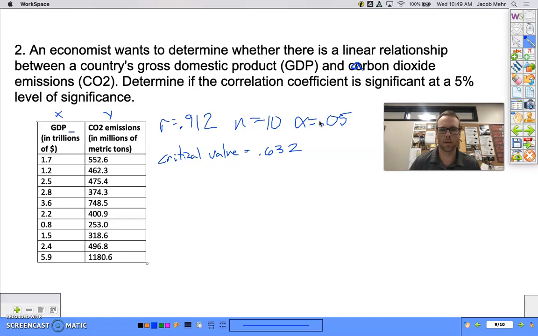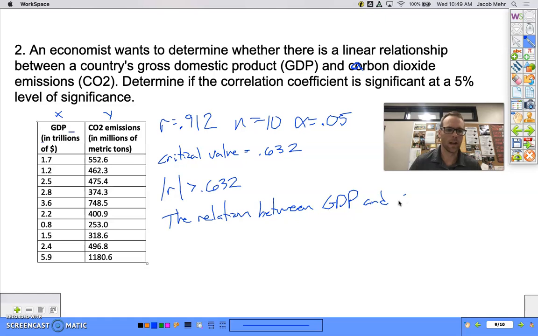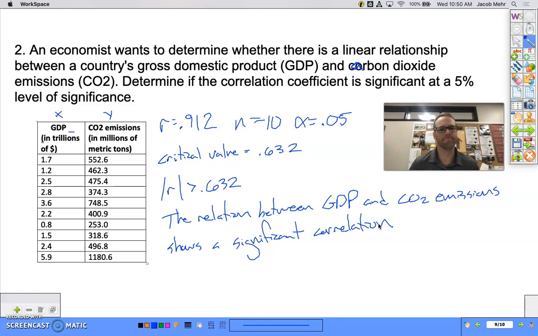We still have the same level of significance from the last one. Now again, our absolute value of R is greater than the critical value. So the relationship between GDP and CO2 emissions shows a significant correlation. And there we go.